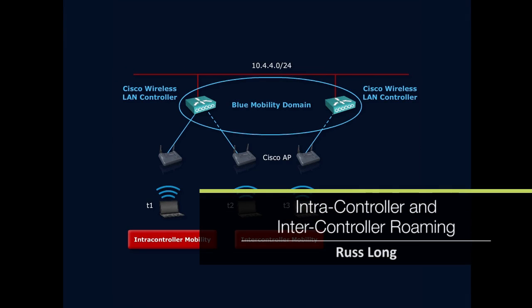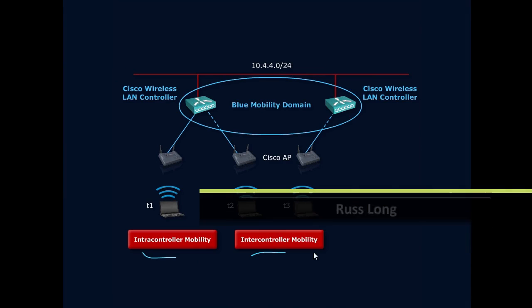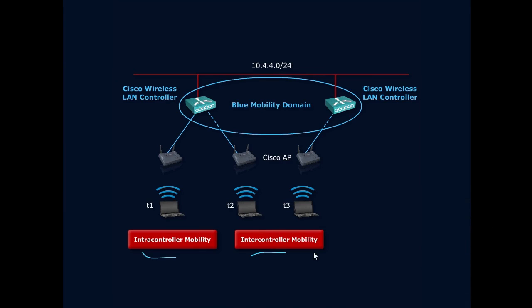First up, we have to talk about a couple terms. Intra-controller mobility and inter-controller mobility, the two different types of mobility that we're going to be working with. First up, intra-controller means that we have multiple APs, but those multiple APs reside on the same wireless LAN controller.